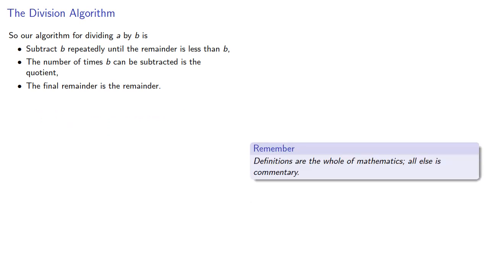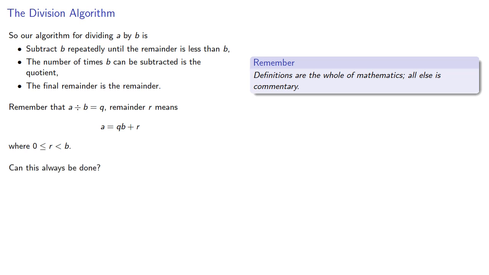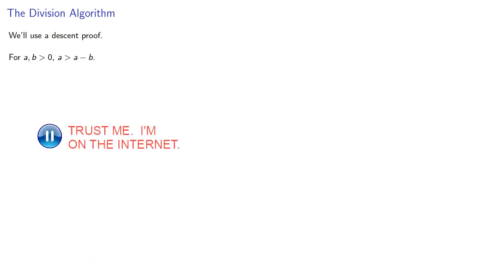So remember, definitions are the whole of mathematics. All else is commentary. Our quotient a divided by b equals q remainder r means that a is qb plus r, where r is between 0 and b. And the important question is, can this always be done? We'll use a descent proof. So we'll assume a and b are greater than 0. Then clearly, a is greater than a minus b.